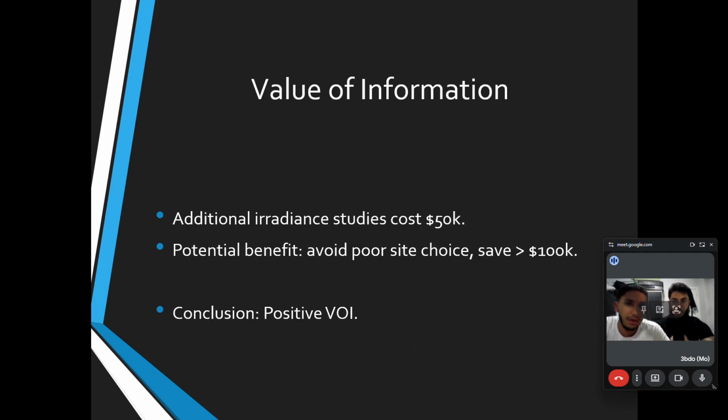And the value of information: additional studies cost 50K, and the potential benefits, avoiding poor site choices, save more than 100K. And in the conclusion, positive VOI.